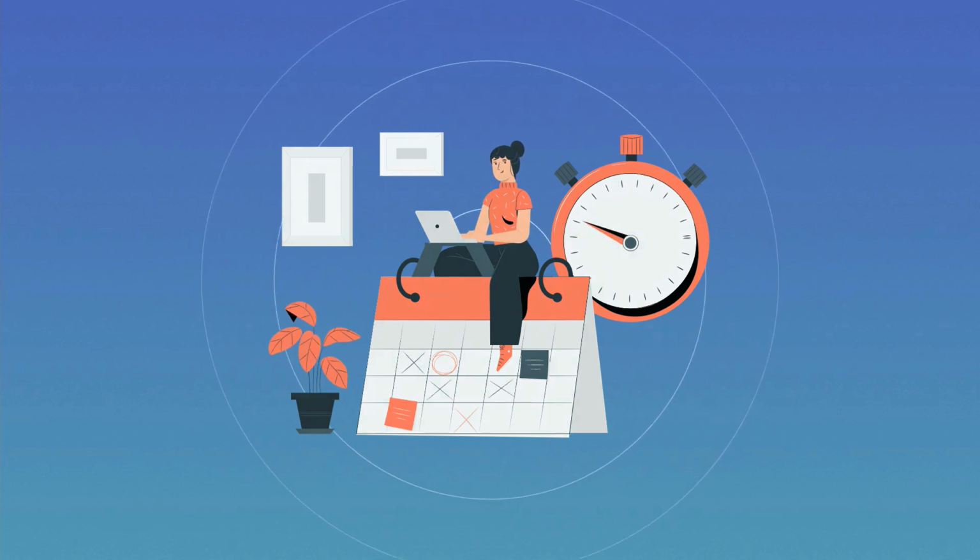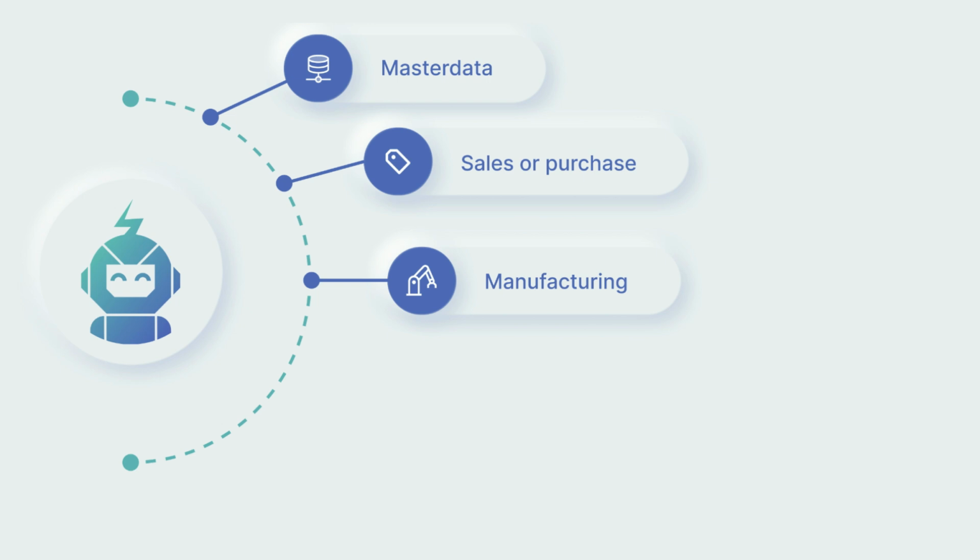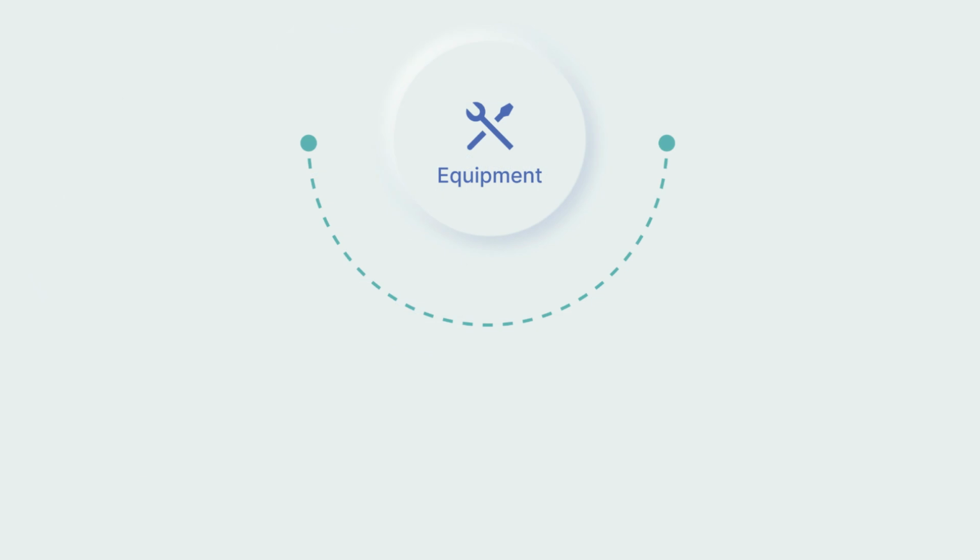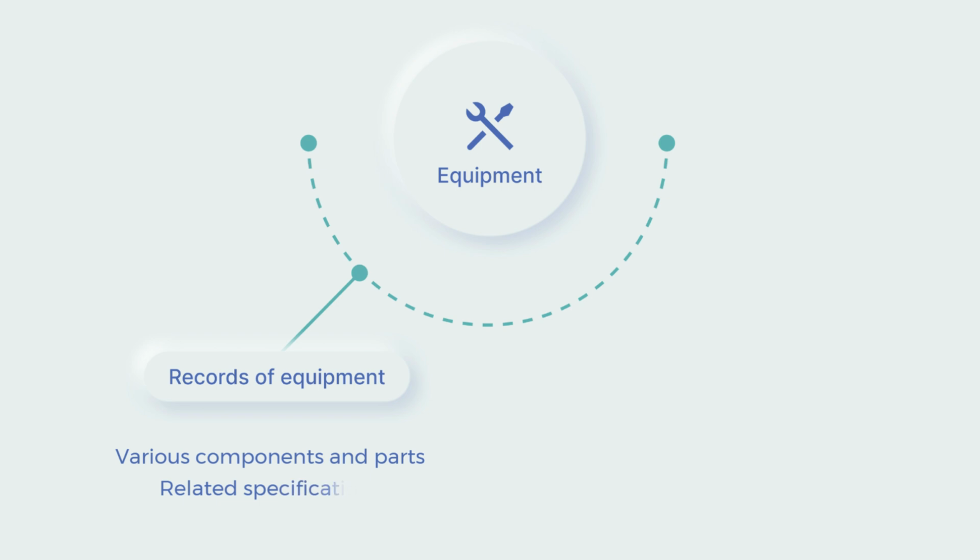Another example where the SyncWize tool can be used is the management of equipment assets. Whether you're responsible for machinery, vehicles, or other assets, this tool simplifies the entire equipment management lifecycle. With this tool at your disposal, you can effortlessly create and maintain detailed records of your equipment. This includes not only the equipment itself, but also its various components, parts, and related specifications. It provides a comprehensive overview of your assets, making it easier to plan maintenance, replacements, and upgrades.